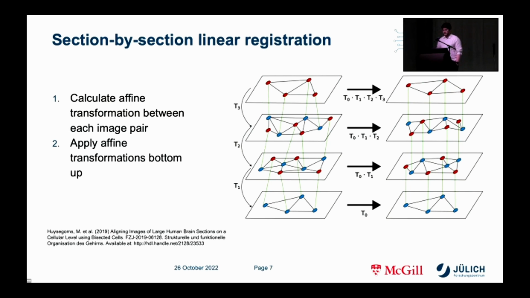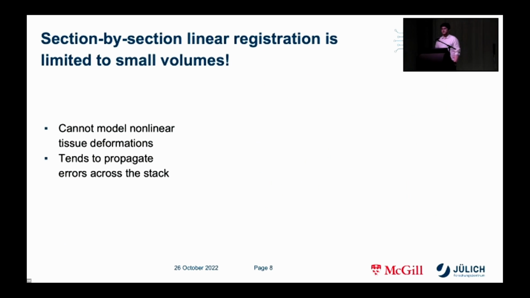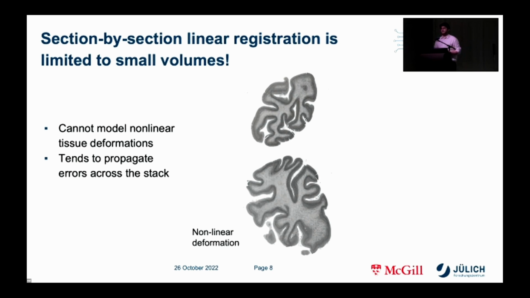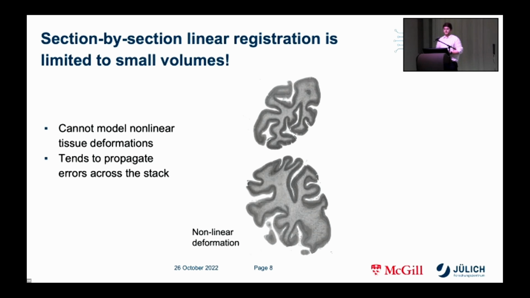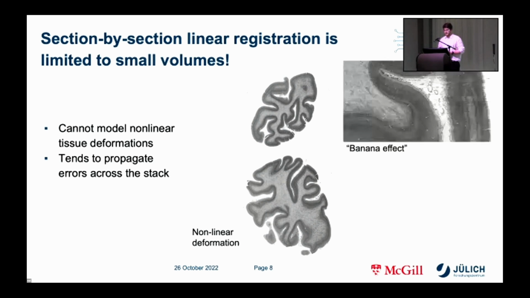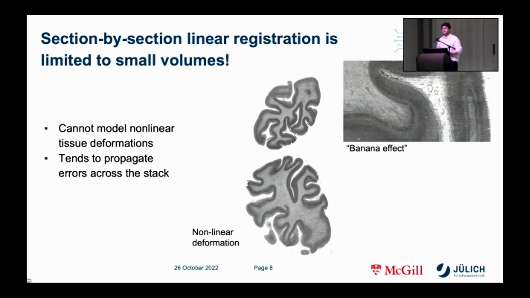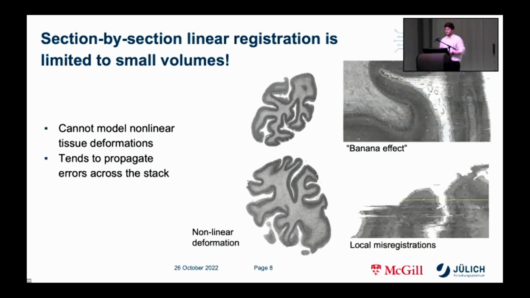Now this is a very nice and quite easy approach, but it has some limitations. Especially, it's limited to small volumes. One problem is that it cannot model nonlinear deformations, as we're using a linear transformation model. As we can see in the example here, when we have 2 hemispheres moving in different directions, having different deformations, this doesn't work. In addition, this section-by-section approach tends to propagate errors through the stack. As we apply one affine transformation after the other, all errors build up over time.